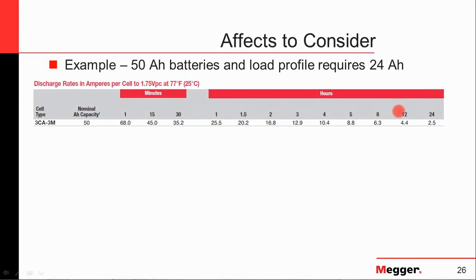Then I have my time across the top, how many hours I want to do, and it tells me, based on this specific battery, the 50 amp hour battery, what my discharge rates will be. As I mentioned earlier, they typically will rate the batteries for a specified amount of time. So this is an 8-hour battery, where if I took 8 times 6.3, that's going to give me my 50. Whereas if I cut it in half to 4 hours, it doesn't double to 12.6, it actually goes to 10.4. That's showing that nonlinear function.